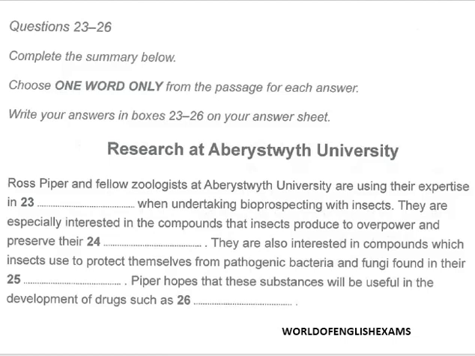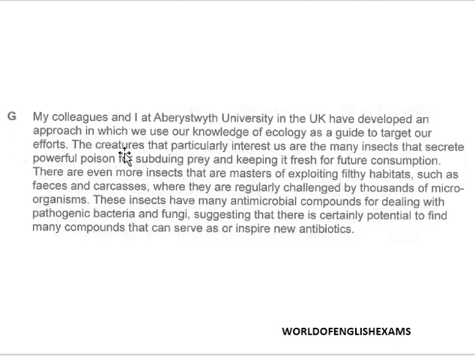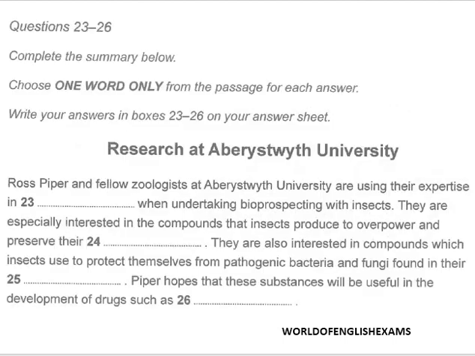So now let's proceed with answering the next blank. They are especially interested in compounds that insects produce to overpower and preserve their dash. So what are they interested in? The creatures are particularly interesting to us, as are the many insects that secrete the powerful poison for subduing what? Prey. So prey and keeping it fresh for future consumption. So what is the answer here? Prey. Now let's insert the word prey and read the sentence. They are especially interested in the compounds that insects are producing to overpower and preserve their prey for future consumption. That is what we read in the passage.